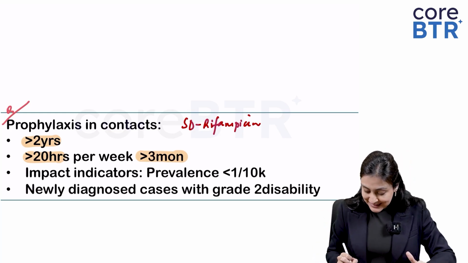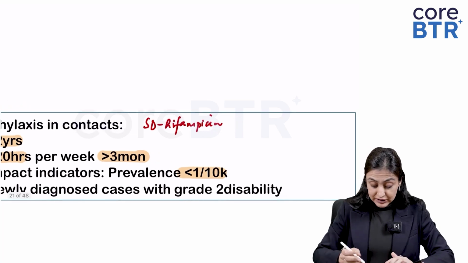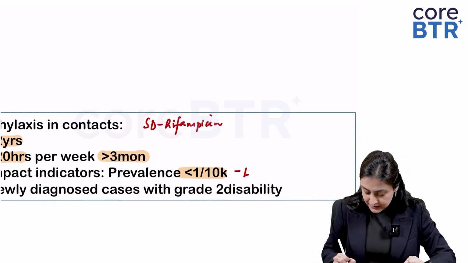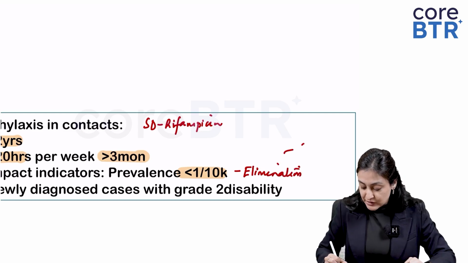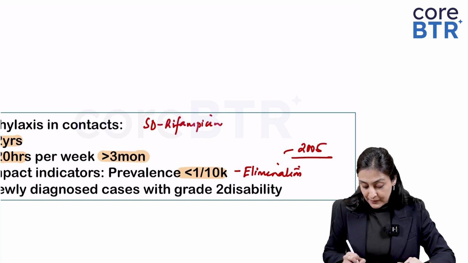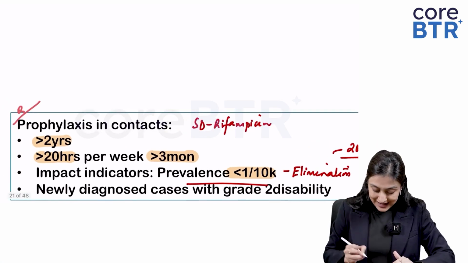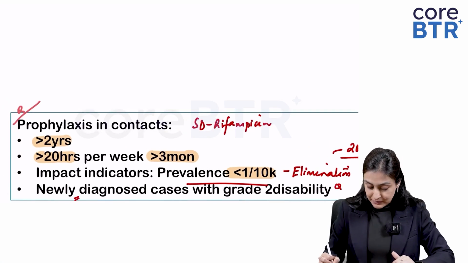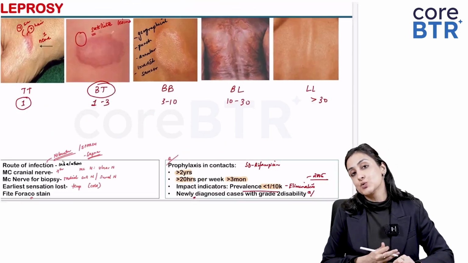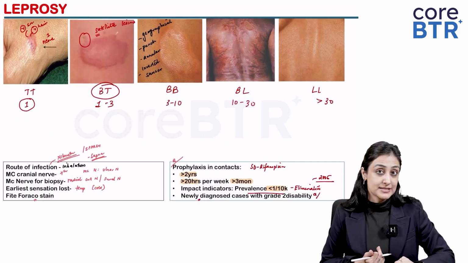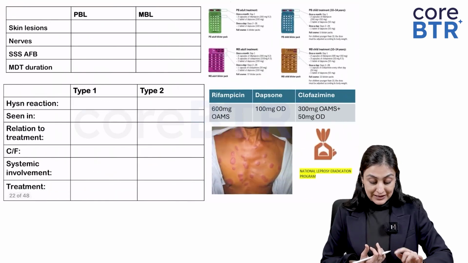The impact indicator is any prevalence less than 1 in 10K, and this is the definition of elimination of leprosy. We achieved elimination back in 2005. If the prevalence is less than 1 in 10,000, that's elimination. And another impact indicator, this is also a PYQ, is newly diagnosed cases with grade 2 disability, right? So this is about leprosy.